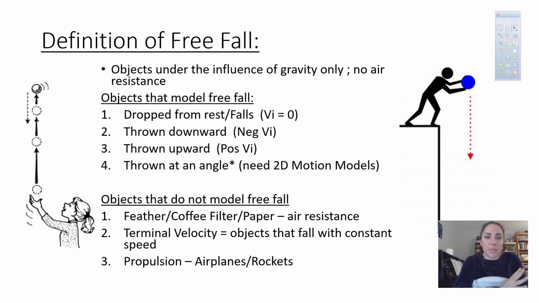Okay, enough about that. I'm actually going to skip down to the part where it says objects that do not model free fall. Free fall is under the influence of gravity. So that paper example that I showed you, I have a small paper here, does not model free fall because there's significant air resistance. Paper, coffee filter, feather. Two other fun facts. Snow is very light, so when it falls at a constant speed, that's called terminal velocity. So snow is not free fall because there's significant air resistance.